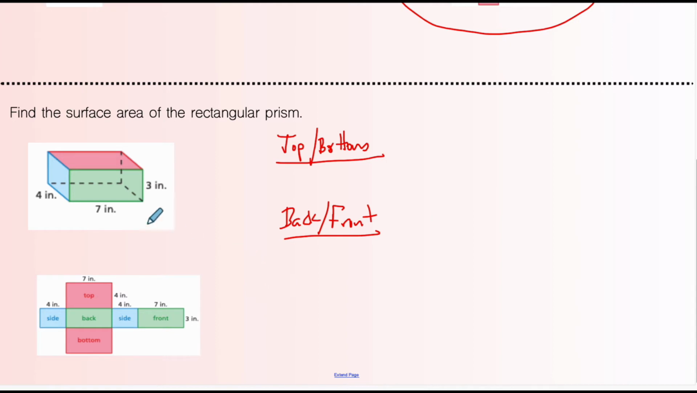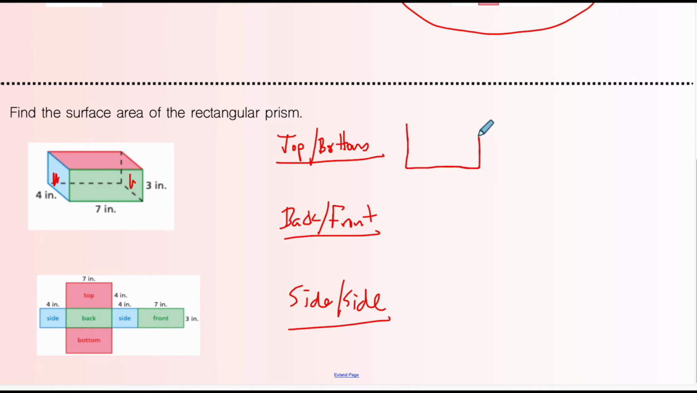And then the other 2 sides I'm going to call the sides, because there's a blue side here and a blue side here. So I'm going to call these side, side. So altogether, I've counted 1, 2, 3, 4, 5, 6. And I just draw one of them. So the top and the bottom.